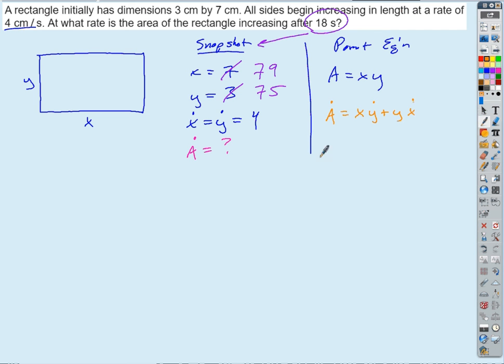So A dot is equal to 79 times 4 plus 75 times 4, which is the same thing as 4 times 79 plus 75, which is just 154. And so that's going to give us 616 for our answer. What would the units be? We're measuring lengths in centimeters and times in seconds, so we have to have units of area over units of time, because it's dA dt, right?